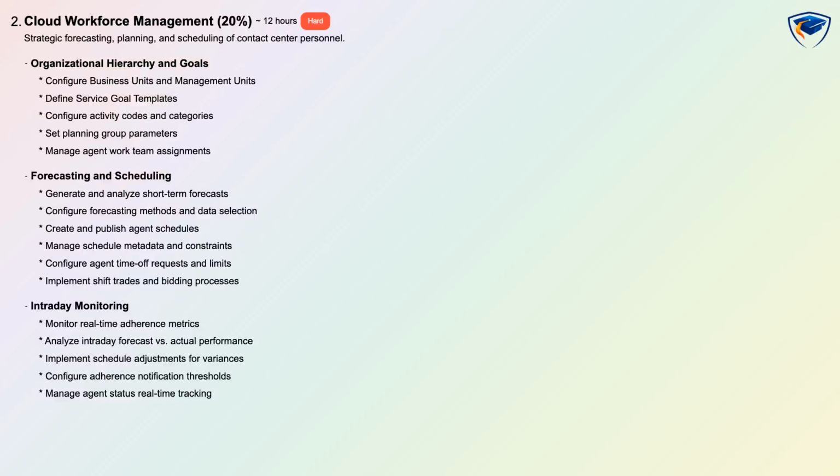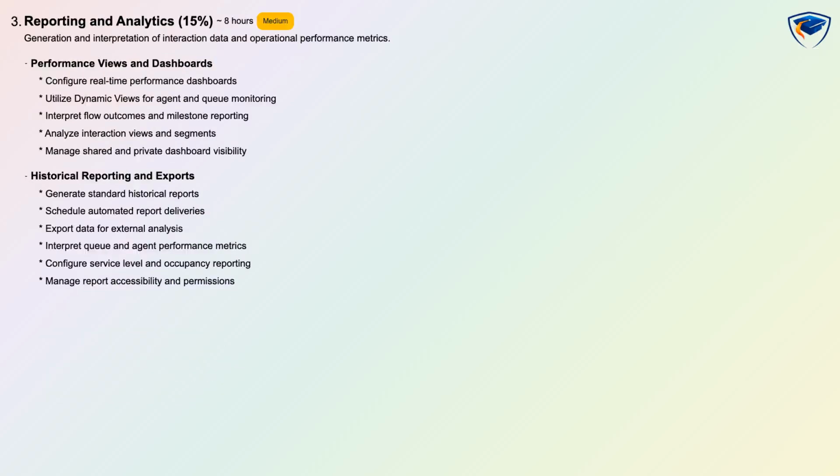Reporting and analytics is 15%, medium difficulty, and requires about 8 hours of study with conceptual and scenario-based assessment items. You will learn to configure real-time performance dashboards and utilize dynamic views for detailed agent and queue monitoring. The domain covers historical reporting, where you generate standard reports, schedule automated deliveries, export data for external analysis, and interpret service level and occupancy metrics. Emphasis is placed on understanding interaction segmentation, flow outcomes, and managing dashboard visibility and report permissions.